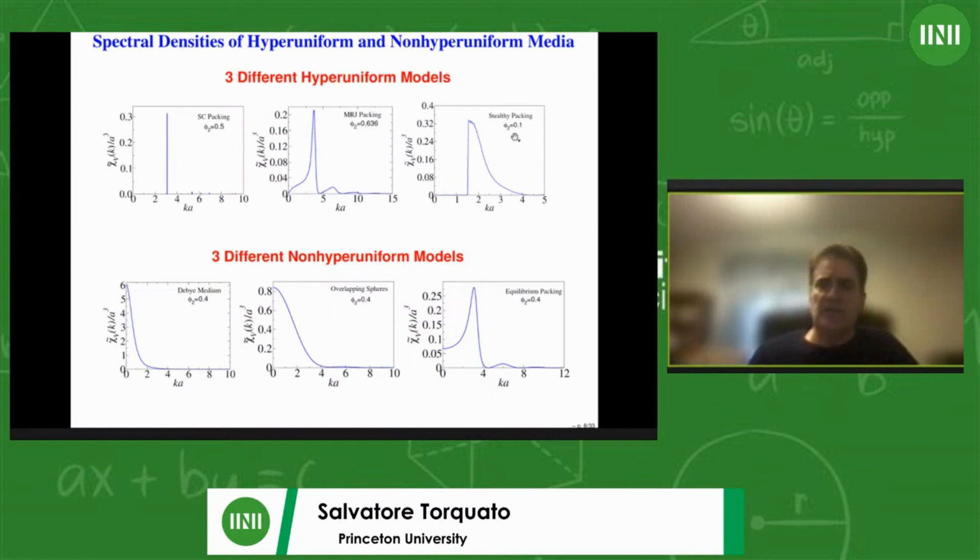And here is an example of a stealthy packing, where you have 0 up to some cutoff, and then it goes to its asymptotic values, which is actually well defined. These are the systems that I'll be focusing on in a little while. Then 3 different non-hyperuniform models. This is what I call a Debye random medium, definitely not hyperuniform. Overlapping spheres. And then an equilibrium packing of hard spheres. This is an equilibrium packing along the disordered branch, and again, it's not hyperuniform.